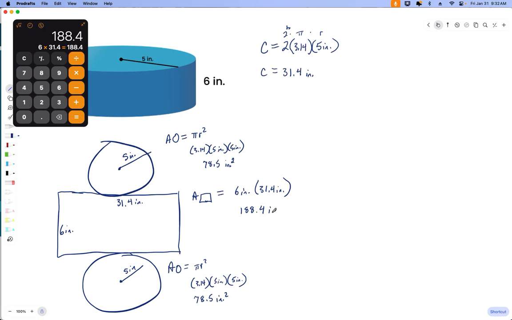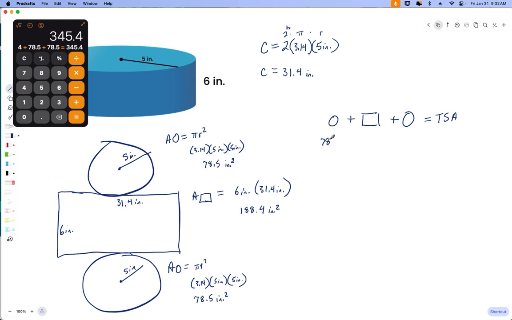188.4 inches square. Now all we have to do is add all of these 3 shapes together. So we got 188.4 plus 78.5 plus 78.5. So those are all 3 dimensions. We hit our equal sign. So we had the first circle plus the square plus the other circle. That's going to equal our total surface area.